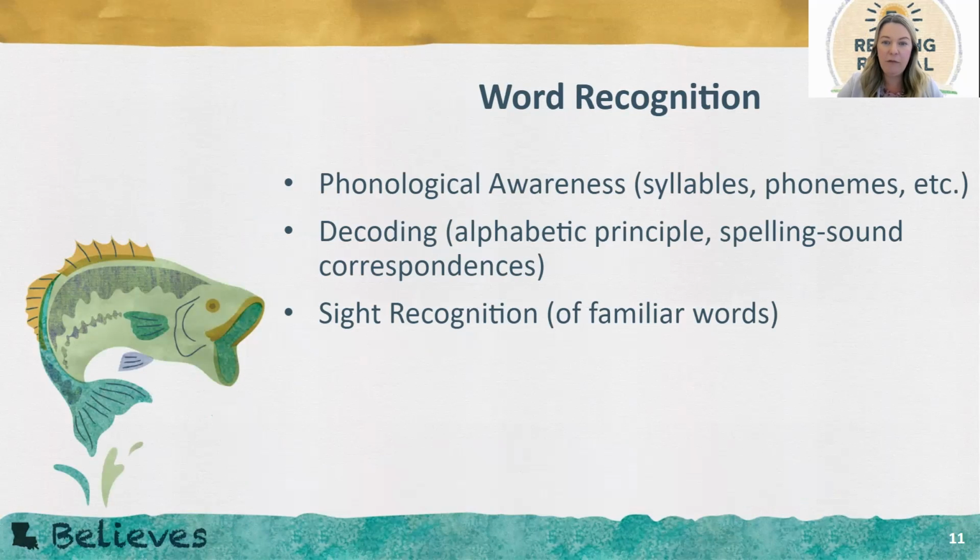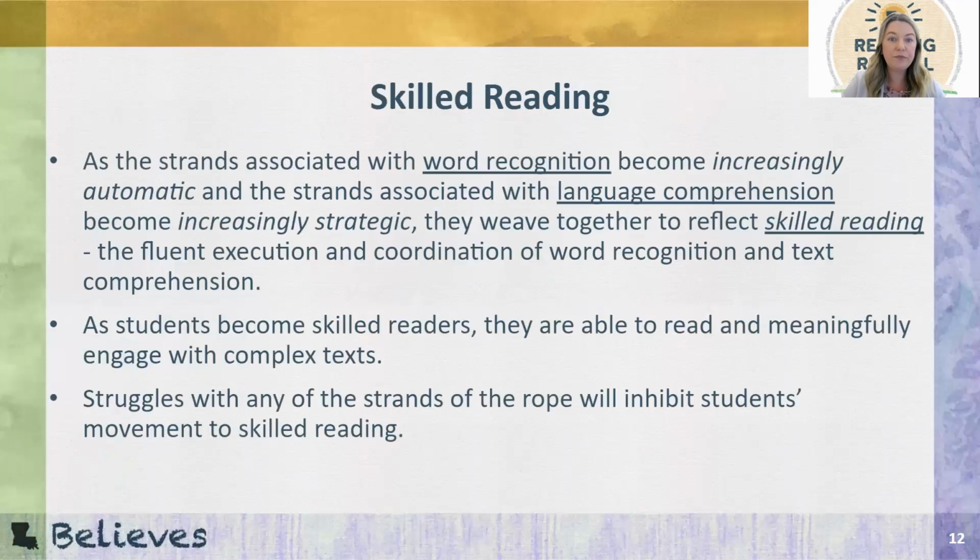Decoding is the alphabetic principle, spelling-sound correspondences. And then sight recognition is the ability to see a word and become familiarized with it. And this is definitely something that we can work on in middle and high school. The more familiar the children and students become with the words, the more they're able to recognize them on sight and build fluency and understanding inside of those words.